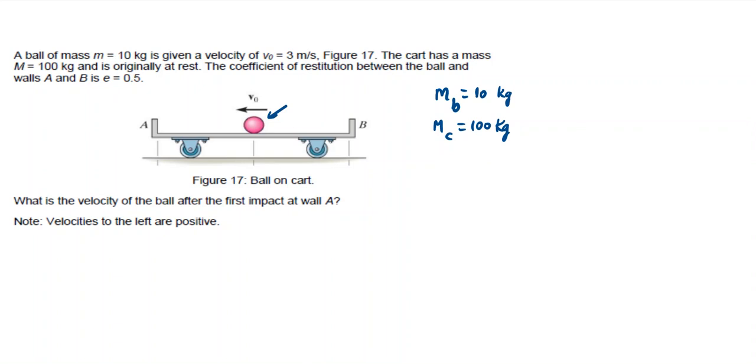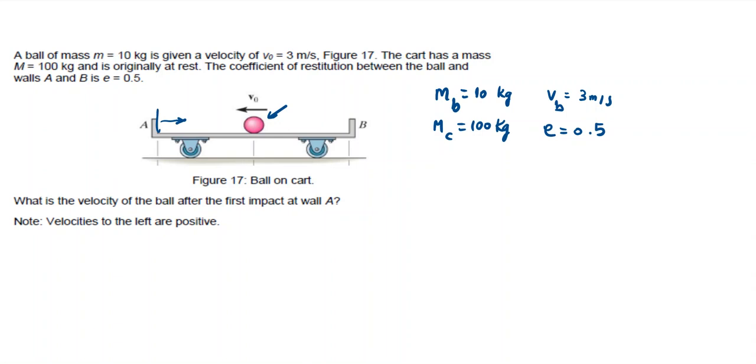The cart is initially at rest, but the initial velocity of the ball is 3 meters per second. We have a coefficient of restitution between the ball and the wall at A and B equal to 0.5. And we want to find out the velocity of the ball right after the first impact at wall A. So the ball is going that way, hits the wall here, and it just goes back. We want to find out the velocity after the first impact with the wall at A.